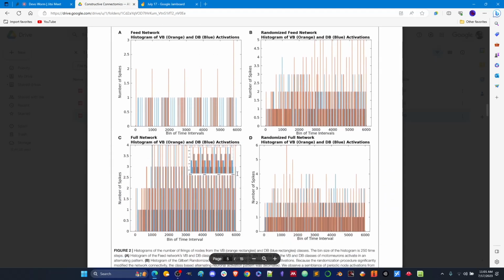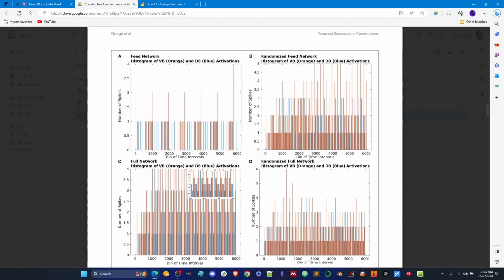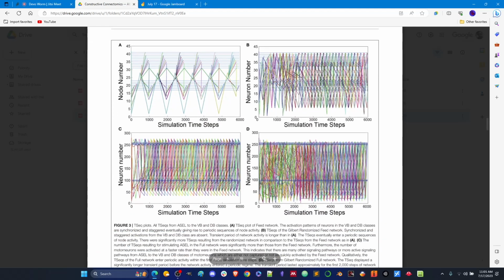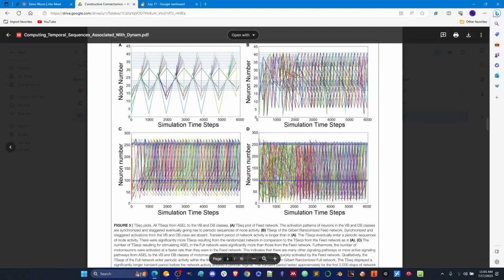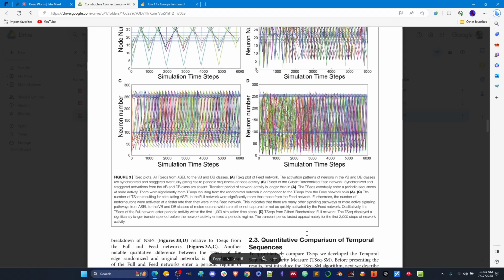This is, of course, where they're doing this. They're treating the connections as signals, so they're actually looking at the number of spikes here in the full network and then the randomized full network. And then they're also looking at these simulation time steps for these TSeqs. So these are the TSeqs. This is a temporal sequence from ASEL to the VB and DB classes of neuron. These are where you have neuron number and simulation time steps. These colored lines are lines of the signals. There's a lot of technical detail I'm not going to get into here, but you can see how they treat these data.